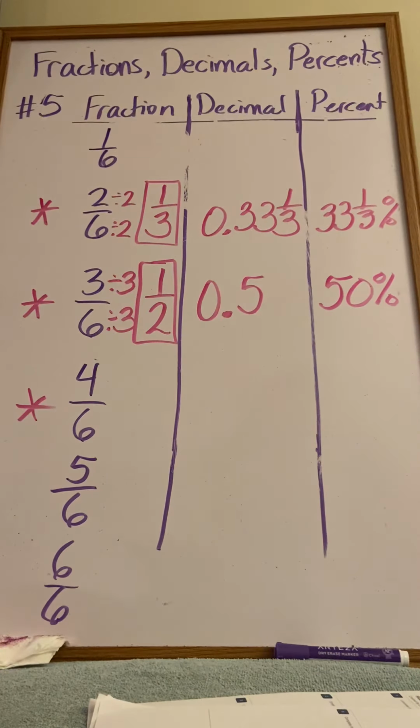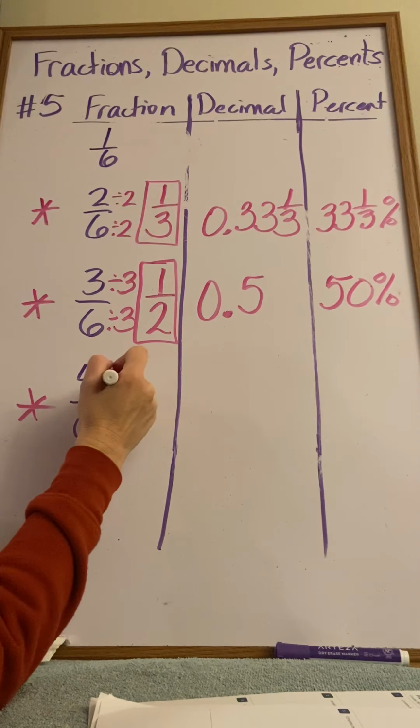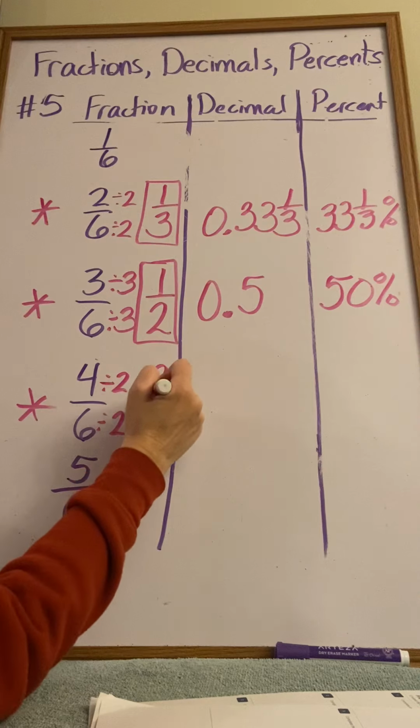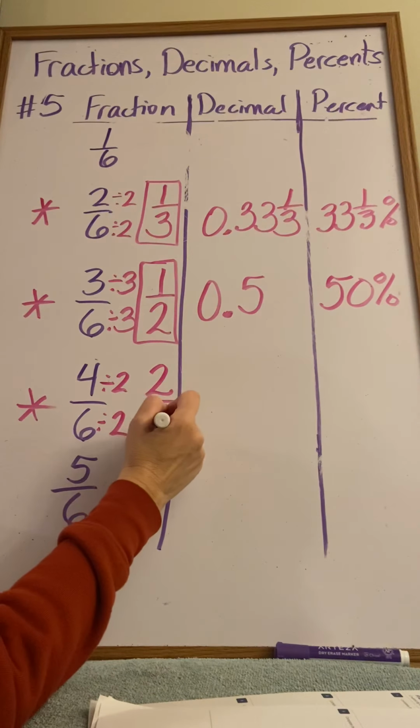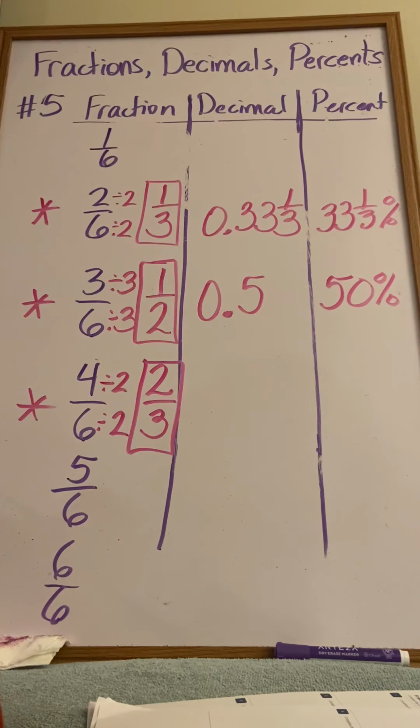All right, moving on to the 4/6. What do they have in common? 4 and 6. What multiplication fact do they have in common? They have a 2 in common. 4 divided by 2 is 2. 6 divided by 2 is 3. That's the same as 2/3.